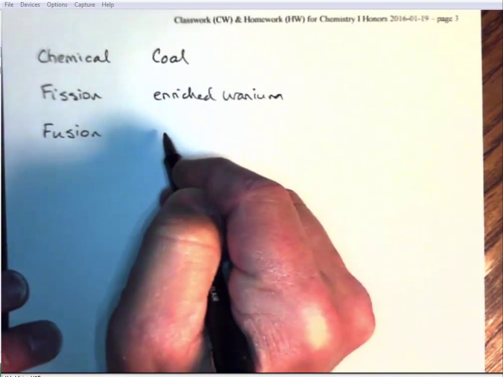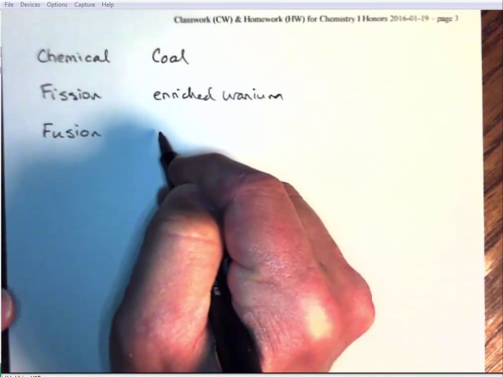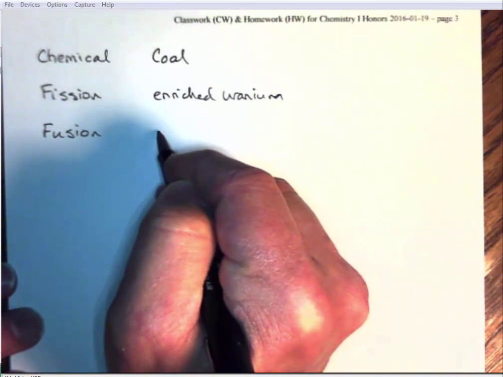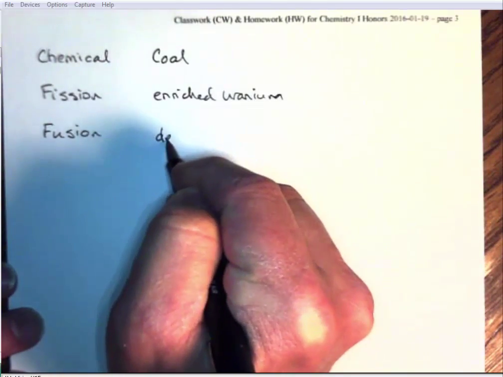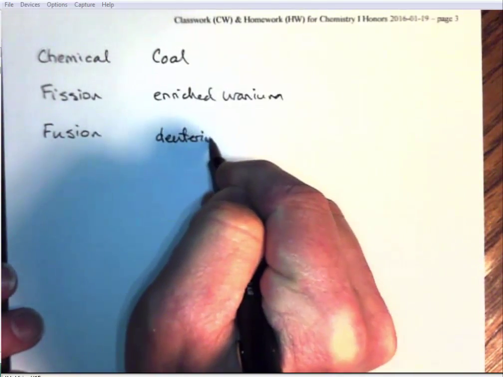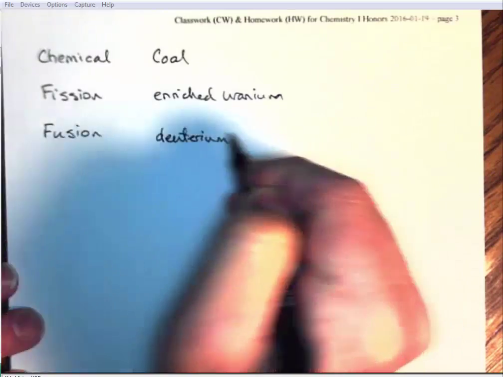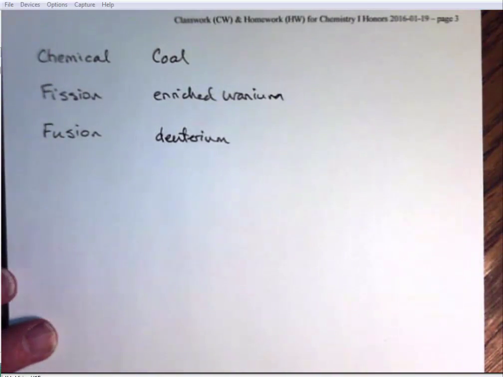So what we need is deuterium, probably, because you can put two deuteriums together and make a helium, supposedly. We may also have to have tritium. I don't know if that has to happen or not, but that's why Dr. Octopus wanted tritium to do his fusion reaction.